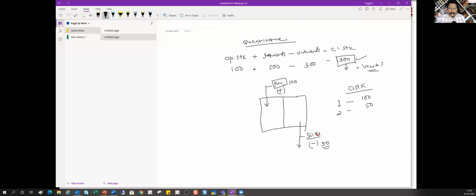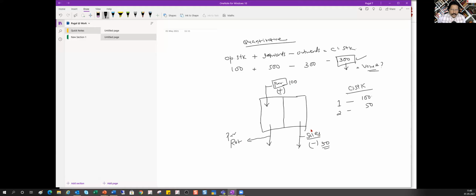Now, there are other ways of inventory moving into your organization and out of your organization. First, let us say inventory moving out of your organization, not by way of sale, but by way of another instance. What is that other instance? The other way of inventory movement out could be because of your purchase return.